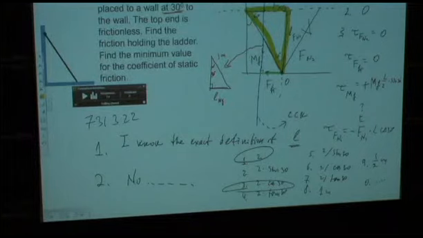So after we're done with step number 3, what do we do? Step number 4. And step number 4, well, I want to keep it, I don't want to clean it up. So step number 4 is actually writing the torque balance equation.